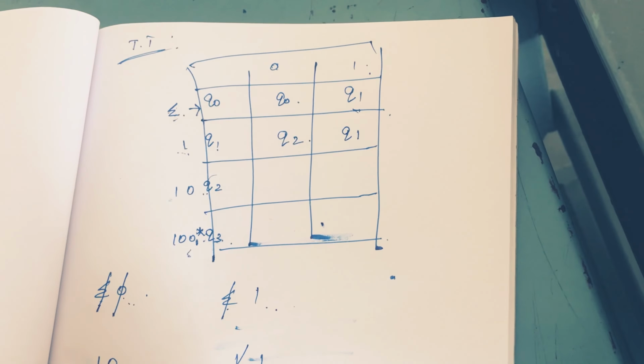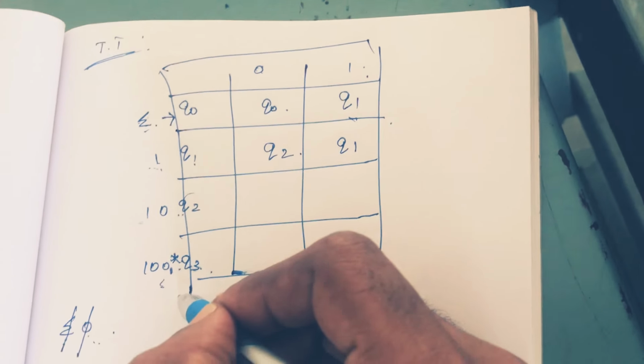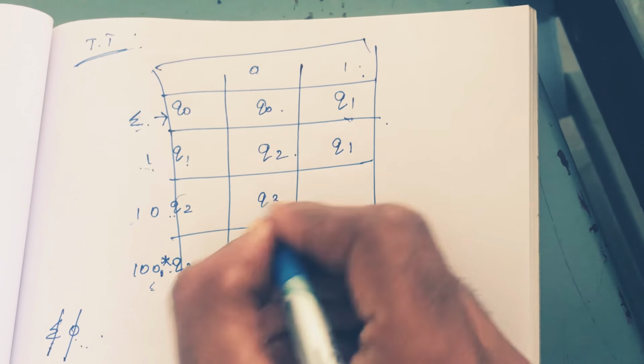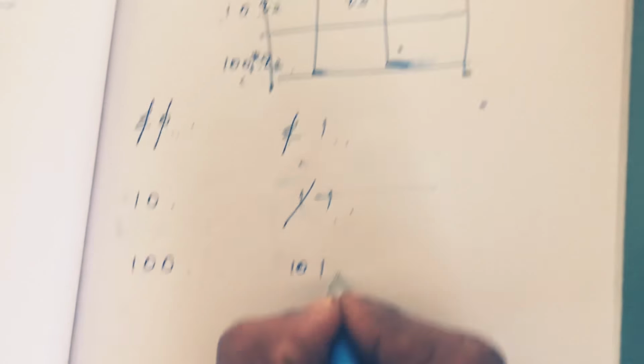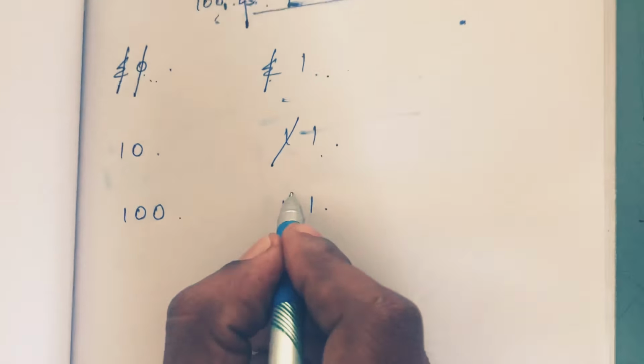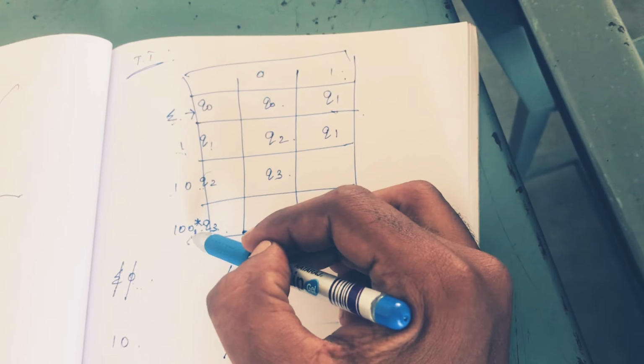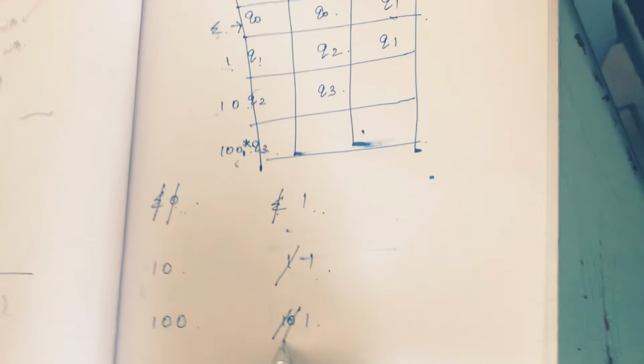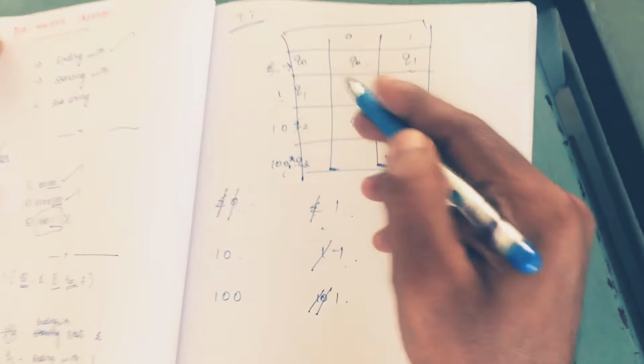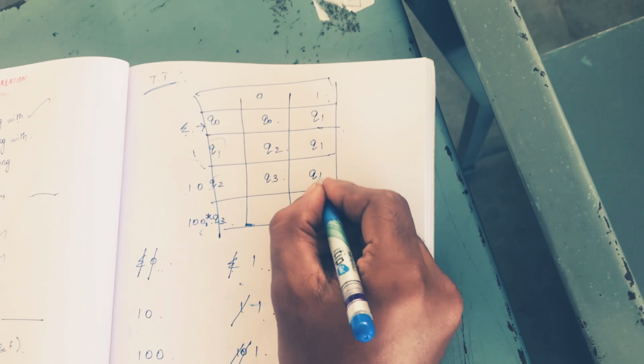Next, 1 0 0. Is 1 0 0 anywhere? Yes, so Q3 is the answer. And is 1 0 1 anywhere? No. Then you do the crash, leaving 0 1 alone. Is 0 1 anywhere? No. Then you crash the 0. Is 1 alone anywhere? Yes, at Q1. So Q1 is the answer.